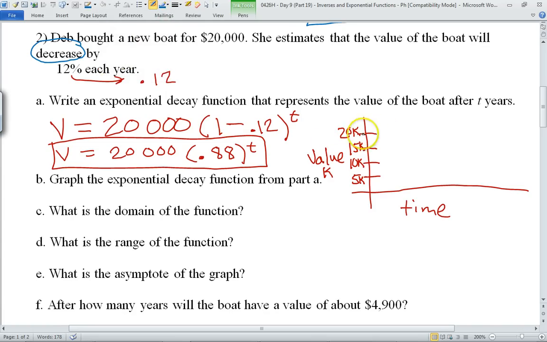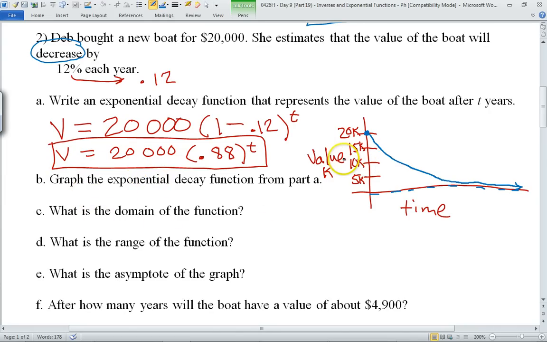And so we know that the initial value is 20,000. This is exponential decay. There's nothing being added or subtracted, so the asymptote is going to be the x-axis. Here is the asymptote. So we would expect this graph to decrease and approach 0 over time. That's good enough. I didn't give you a graph or anything like that, so just a general sketch is what I wanted right there. Okay, so that's good for part B.